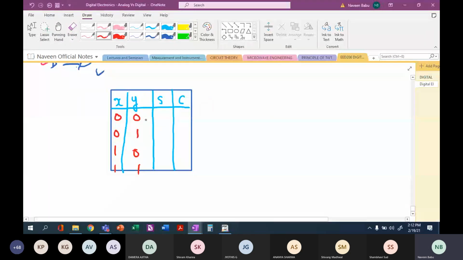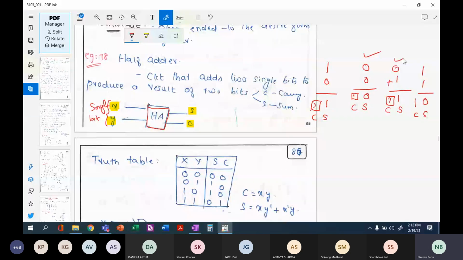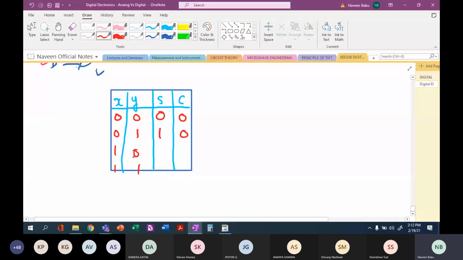When you add 0 and 1, sum part is 1, carry part is 0. Similarly, 1 plus 0, sum will be 1, carry will be 0. When x and y are 1 and 1, your sum part will be 0 and carry part will be 1.